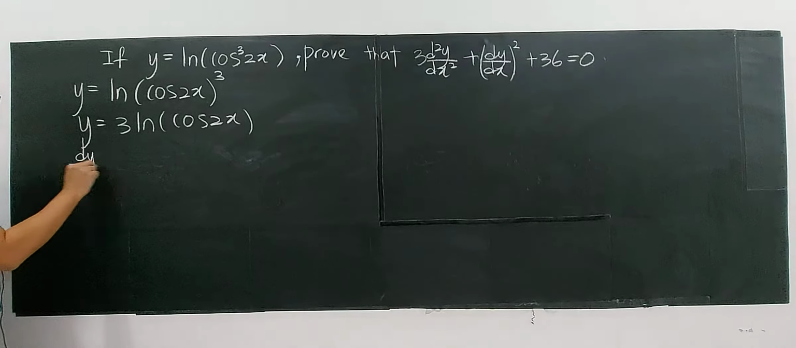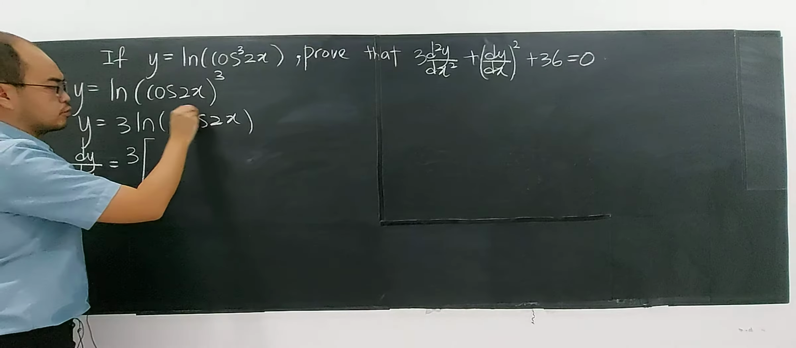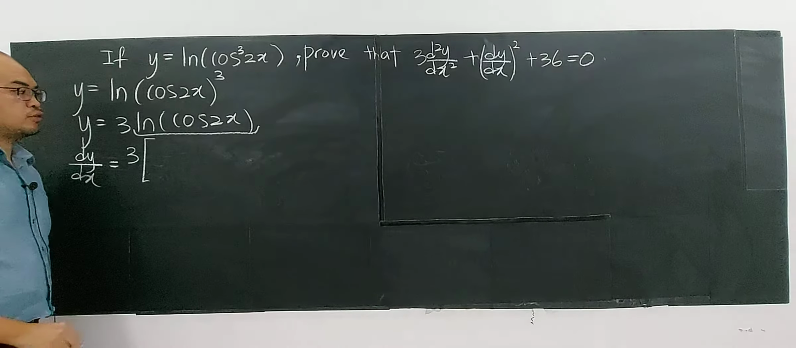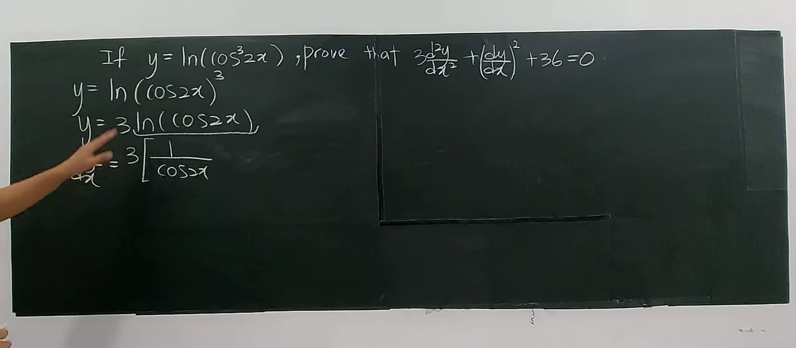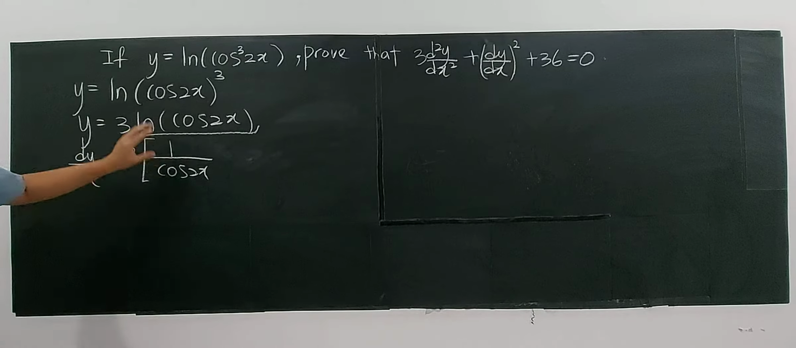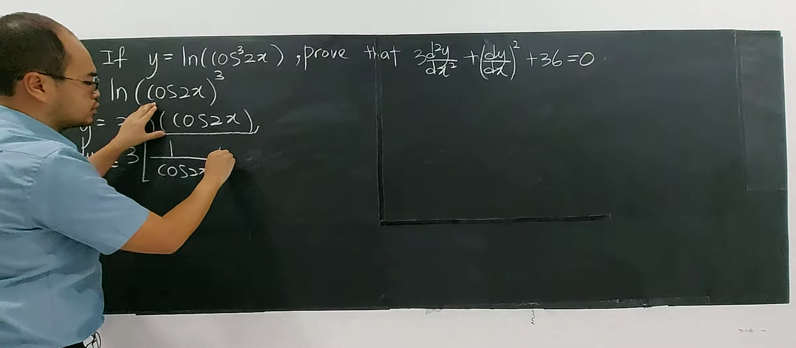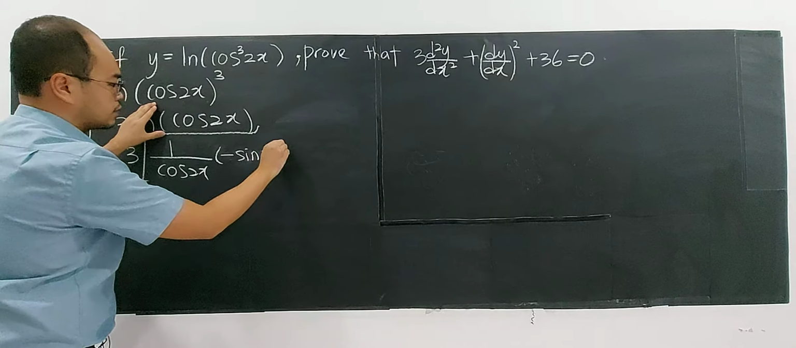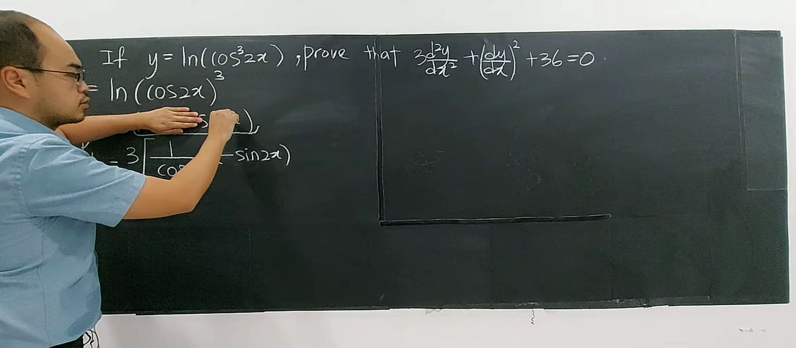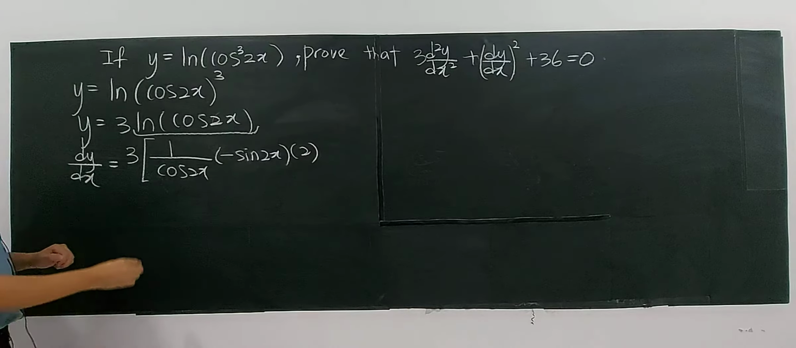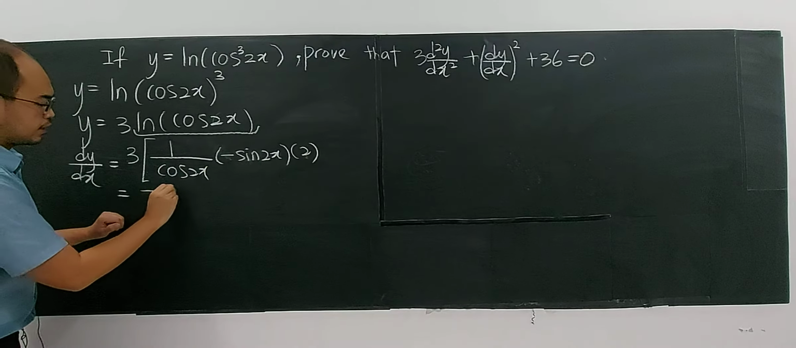So I start differentiating dy/dx. The 3 is a constant. Differentiating ln, you must remember the formula, so we have 1 over cos 2x. Then differentiate the function inside the ln. Differentiating cos gives negative sine 2x. And it's not finished yet, because you need to differentiate the angle of the cos, so you get 2. Finally you have negative 3 times 2, which is negative 6.